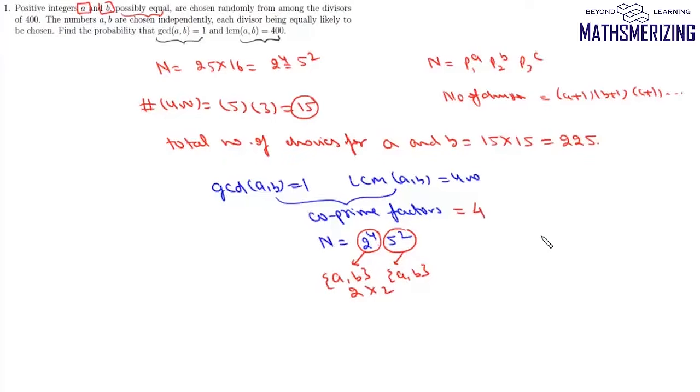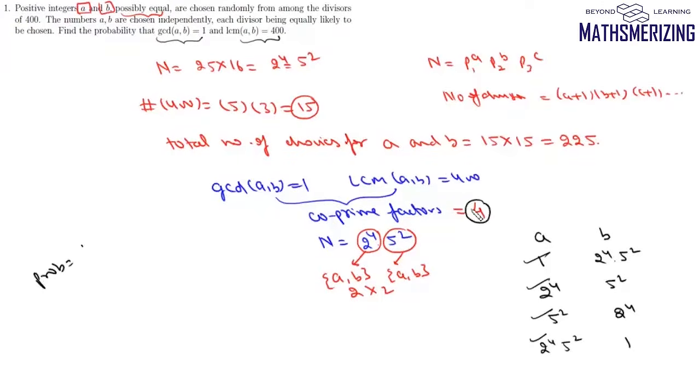If we want to write the co-prime factors, we can write them also. Suppose we have A and B. Now A can be 1, B can be 2 to the power 4 into 5 square. Or A could be 2 to the power 4, B could be 5 square, or we can reverse them. It could be 5 square and 2 to the power 4, or it could be 2 to the power 4 into 5 square, and here B could be 1. So we have four possible ways in which we can split this number n into co-prime factors. So the required probability is favorable cases, which is 4, upon total number of cases, which is 225. So this probability is simply 4 upon 225.